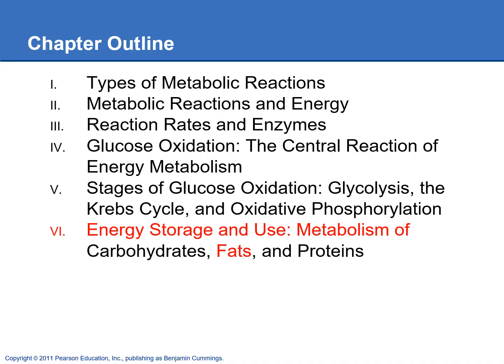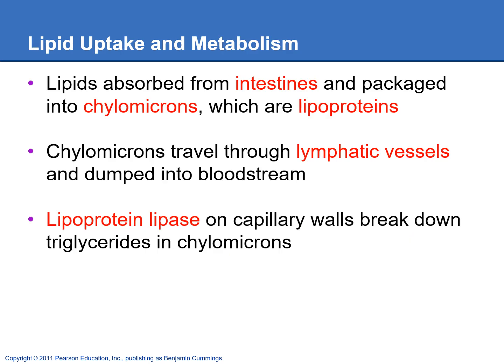We're going to take a look at the metabolism of fats. So lipids are going to be absorbed from our diet in the intestines and are going to be packaged into lipoproteins that are called chylomicrons. And chylomicrons are too big to fit into the capillaries, so they're going to travel through the lymphatic vessels instead. And then they're going to be dumped into the bloodstream right near the right side of the heart.